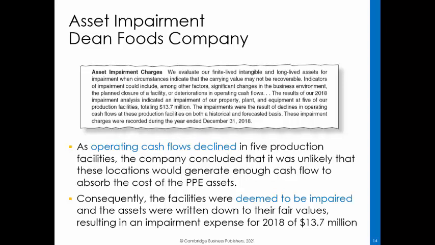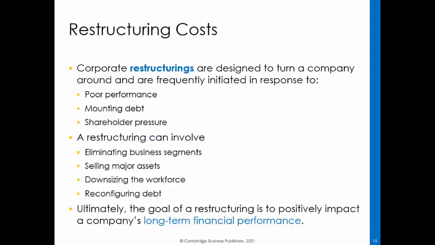To illustrate asset impairment, the footnote to the 2018 Form 10-K for Dean Foods Company reported that it recorded an impairment of $13.7 million for property, plant, and equipment at 5 of their production facilities. The impairments were the result of declines in operating cash flows at these production facilities on both a historical and forecasted basis. It is not uncommon for a company to face corporate challenges that are so great that the only way forward is to alter its organizational, operational, and financial structures.